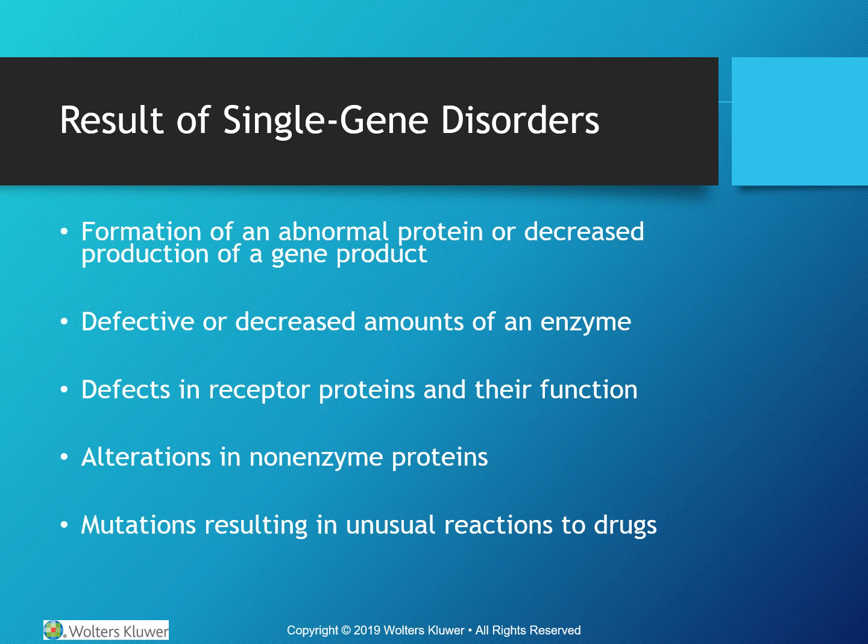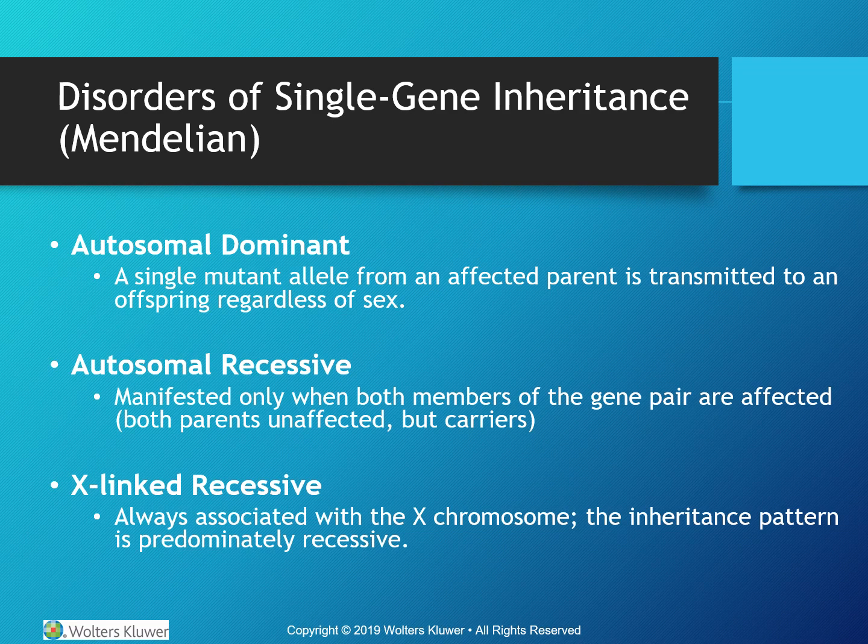Formation of abnormal proteins or decreased production, defective or decreased amounts of enzymes, defects in the receptor proteins and their function. You can have alterations in non-enzyme proteins, and then mutations resulting in unusual reactions to drugs. We're talking about disorders of single gene inheritance, Mendel's law. We're talking about autosomal dominant, autosomal recessive, and the X-linked recessive.